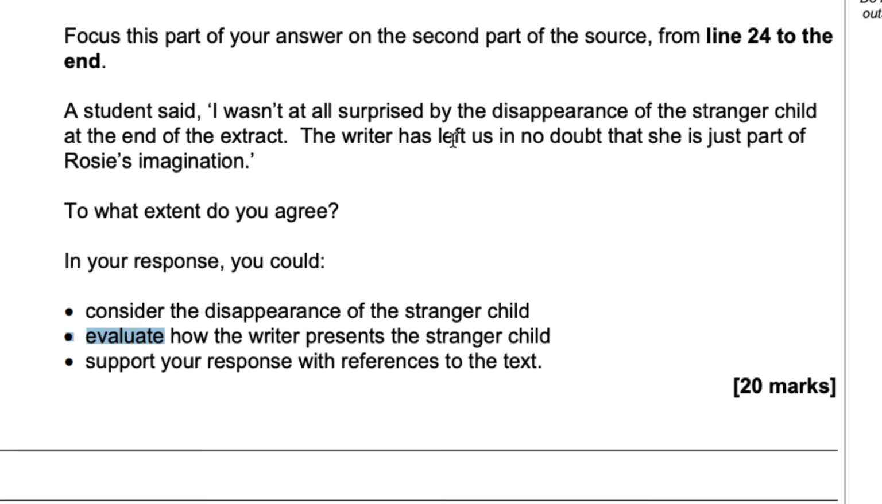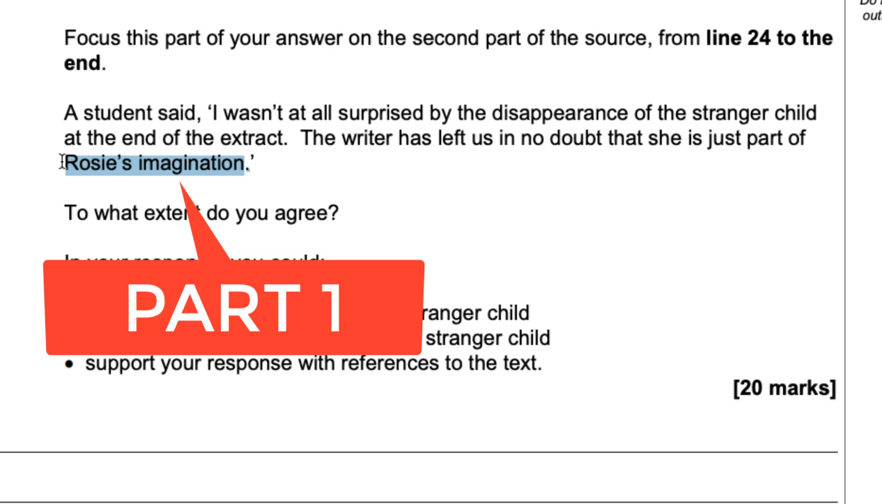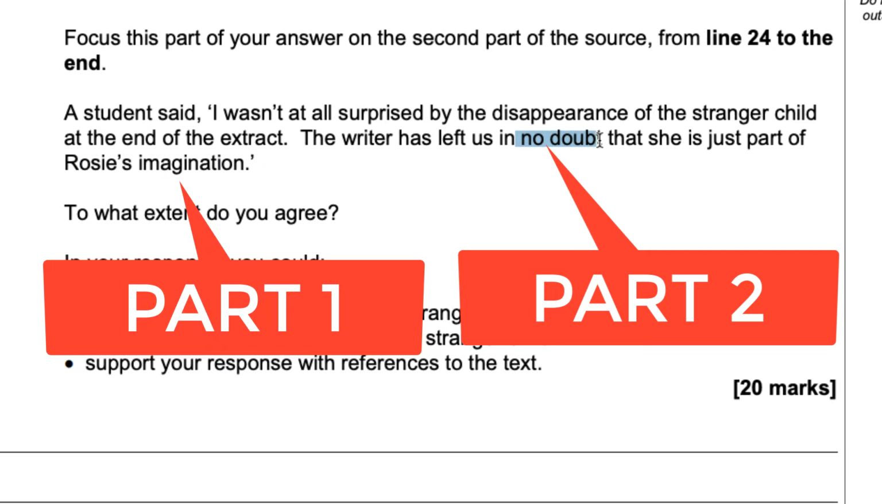I wasn't at all surprised by the disappearance of the stranger child at the end of the extract. The writer has left us in no doubt that she is just part of Rosie's imagination. So there are two parts to this. Is the stranger child part of Rosie's imagination? And the second part is, should there be any doubt about that? So it's an evaluation question, so obviously I'm going to argue that there should be some doubt.